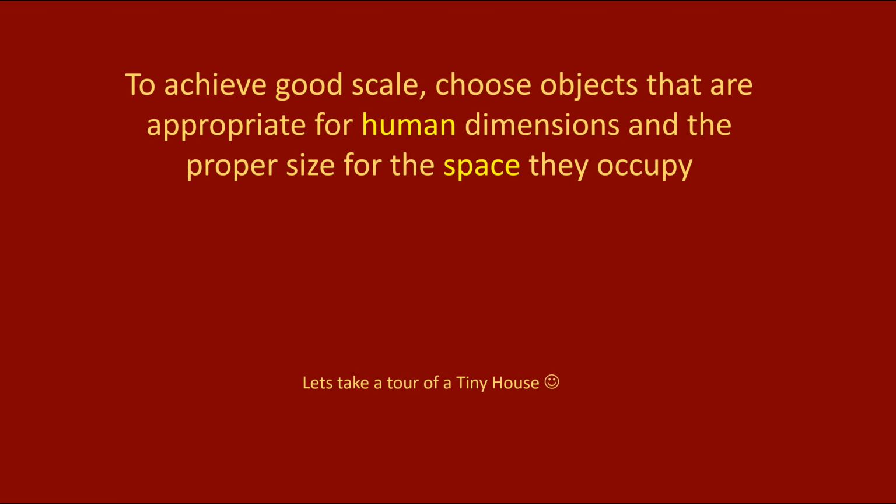To achieve good scale, choose objects that are appropriate for human dimensions and the proper size for the space they occupy. This is where it's important, because every single person is different. If you have somebody who is 6'8" who is looking for a home, they're obviously going to require certain specifications that somebody who's 5'9" would require. They're going to need taller door frames, taller ceilings, taller cabinets, higher countertops. Maybe somebody in a wheelchair would need things on a much lower scale. You want to make sure you keep things in scale appropriate for human dimensions and the space they occupy.